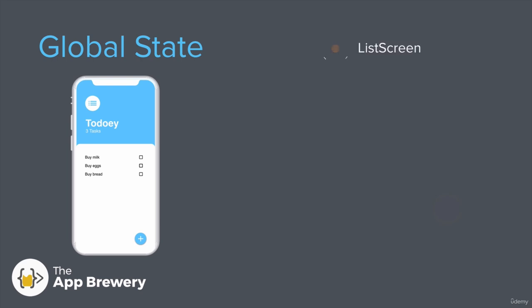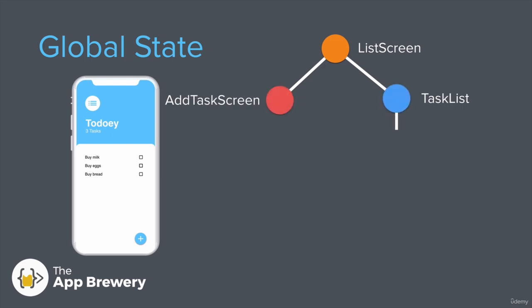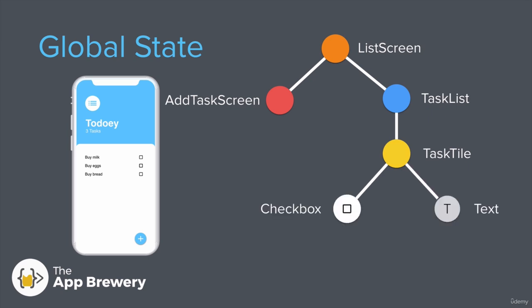We have a list screen at the top, which branches off into an add task screen as well as a task list. The task list is populated with task tiles, and each of the tiles has a checkbox and a piece of text, which is the title of the task.